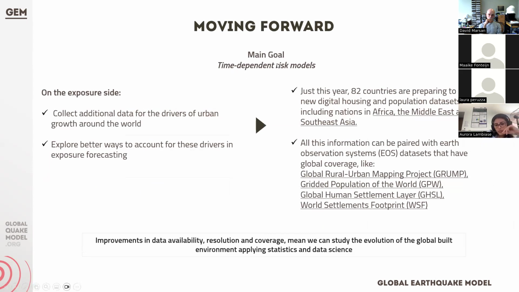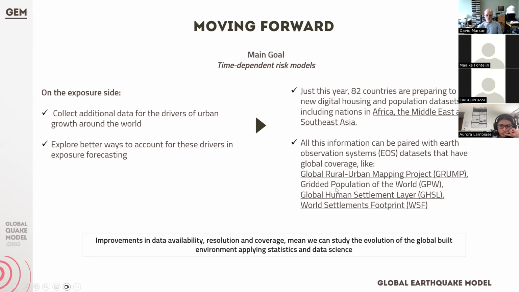So if our main goal is to come up with time-dependent risk models, how can we do this? Moving forward from this, how can we improve our models? On the exposure side, I think what we need to do is start collecting additional data for drivers of urban growth, but at a global scale. And not just at a national scale, but at a subnational scale. Let's try to understand these things, but with better granularity. And we have to also explore better ways to account for these drivers. There's not just this one variable to one variable relationship. It's just not good enough.